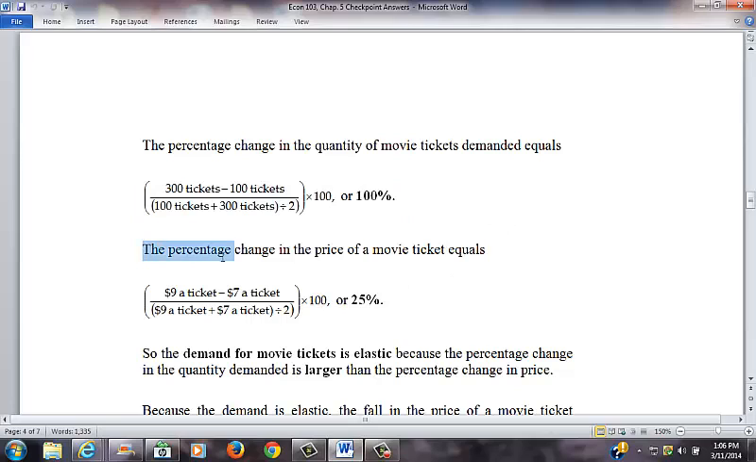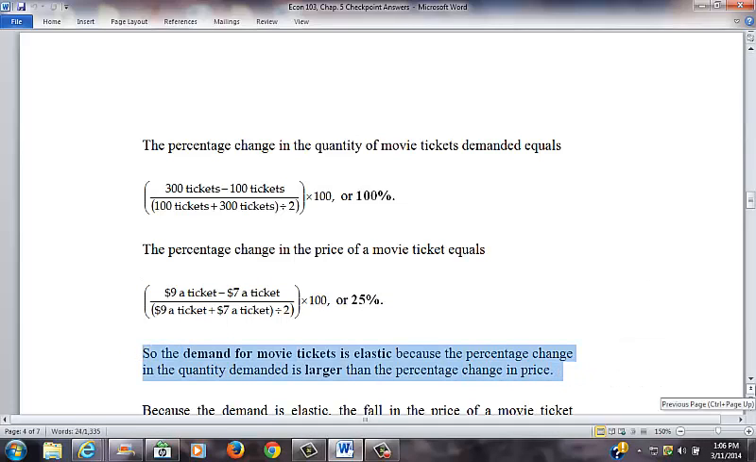The percentage change in the price of a movie ticket equals, and again a similar formula but now using the price of movie tickets, same methodology, and you should come up with 25%. So the demand for movie tickets is elastic because the percentage change in the quantity demanded is larger than the percentage change in price. That is 100% is larger than 25%.